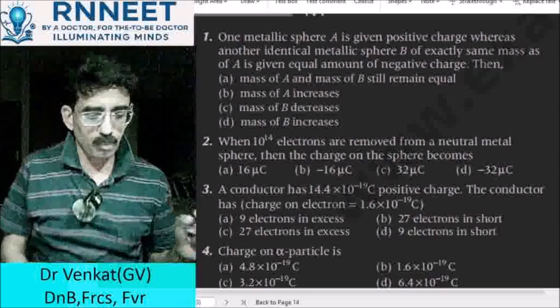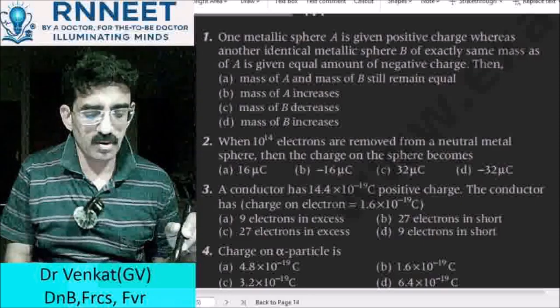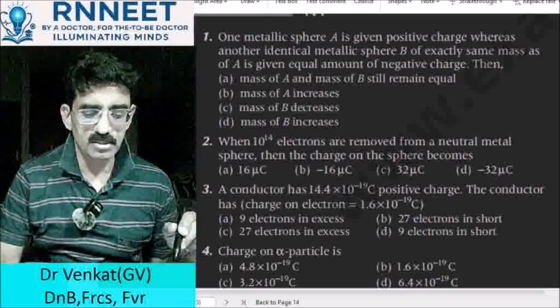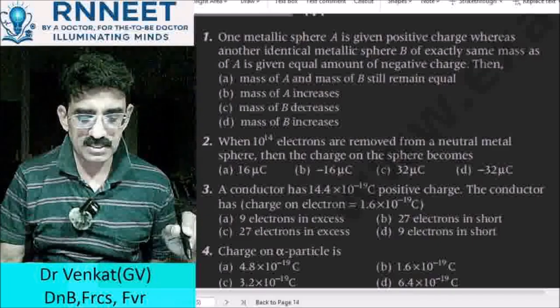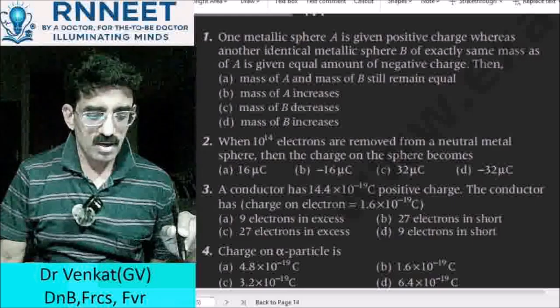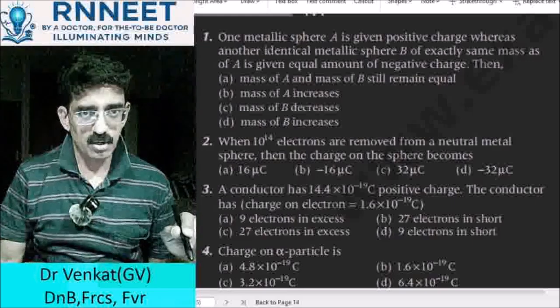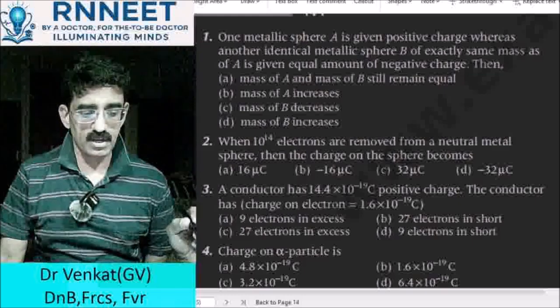Let's see some important questions. One metallic sphere A is given positive charge, whereas another identical metallic sphere B, with exactly the same mass as A, is given an equal amount of negative charge. Then what is happening to the mass?